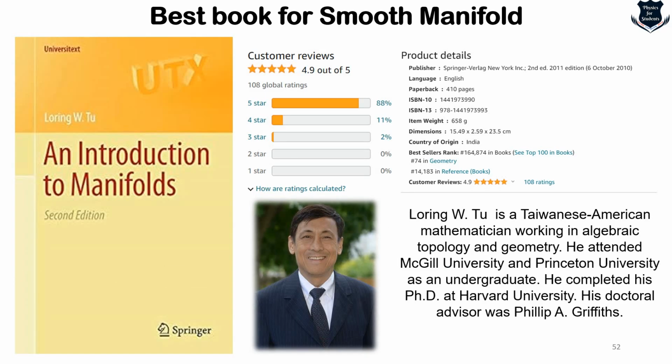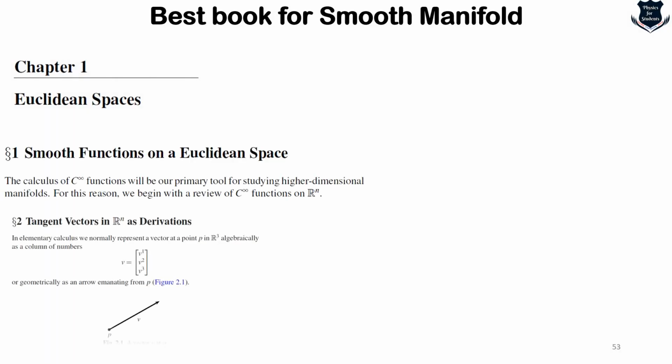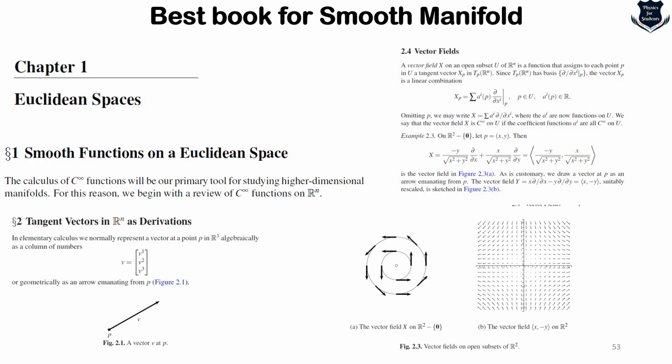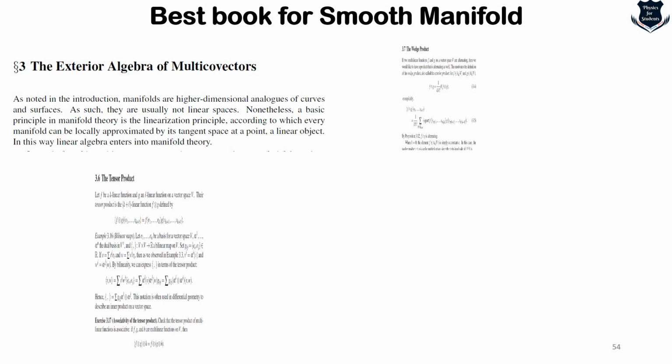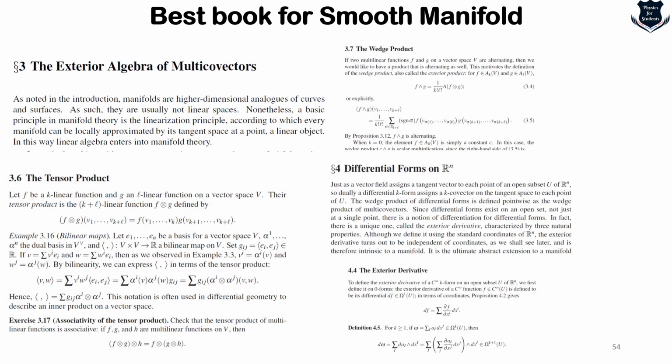He attended McGill University and his doctoral advisor was none other than Philip A. Griffiths. So this is a nice book, and it starts with chapter 1, Euclidean spaces, then it goes into vector fields and so on. The book also covers the exterior algebra, which I said is important, multivectors, the tensor product, the wedge product, and then differential forms on Rn. So it is not only a smooth manifold book, but a complete understanding of differential geometry.